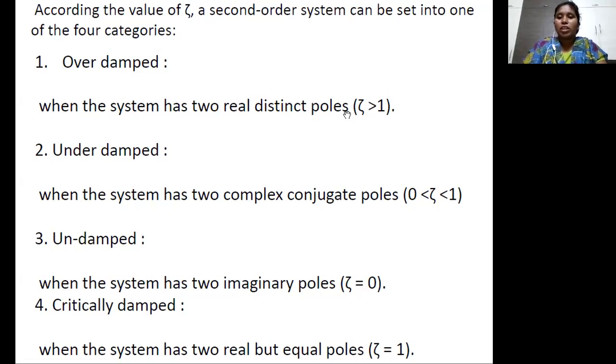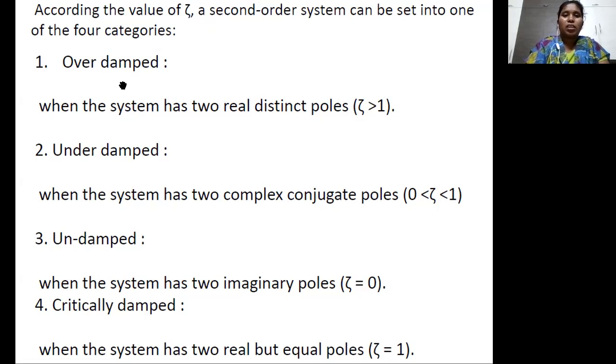If the value of zeta lies between 0 and 1, then the system is said to be an under damped system. If the value of zeta is equal to 0, then the system is said to be an undamped system. The undamped system is different from the underdamped system. Try to understand. If the value of zeta is equal to 1, that means the damping ratio is equal to 1, the system will become a critically damped system.